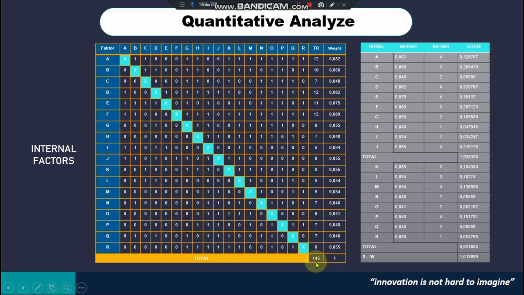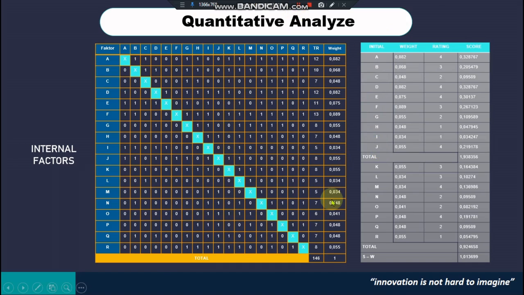So we sum up the total rows as 146, and we get the weight by dividing the total row by this total. For example, for factor A we have 12 divided by 146, so the weight of A is 0.082, and so on. So the total weight must be 1.